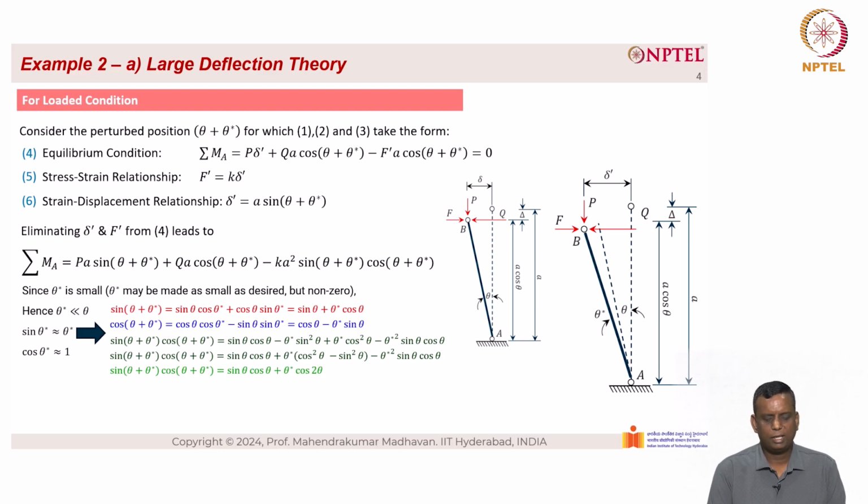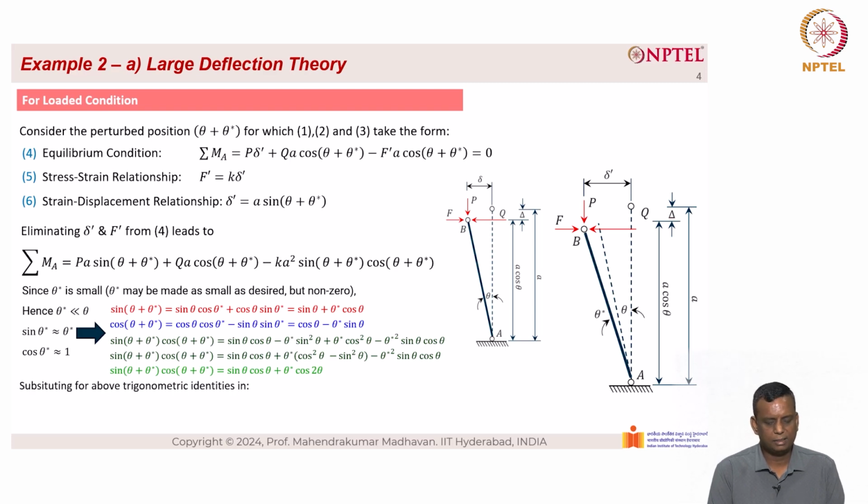− θ*² sin θ cos θ, which we can simplify further by saying sin θ cos θ plus, taking θ* common, θ* times (cos²θ − sin²θ) − θ*² sin θ cos θ. We also know that cos²θ − sin²θ is equal to cos 2θ, and we also know that for small values of θ, θ* actually becomes very small, so that this part can be neglected.